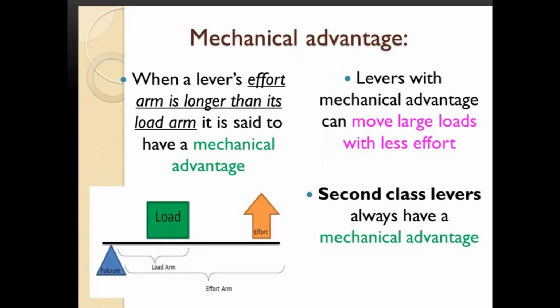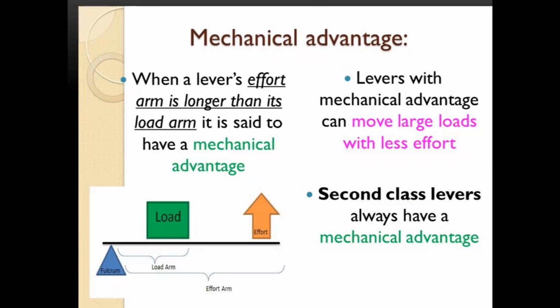We'll move on to class 2 levers. So in the case of a class 2 lever, who comes in the middle? Load comes in the middle. Fulcrum goes to one corner and effort comes to another corner. No matter where you keep your load, your effort arm is always going to be greater than that of your load arm. So here when you are trying to calculate the mechanical advantage, which is equal to effort arm by load arm, your effort arm can never be less than a load arm in this arrangement.